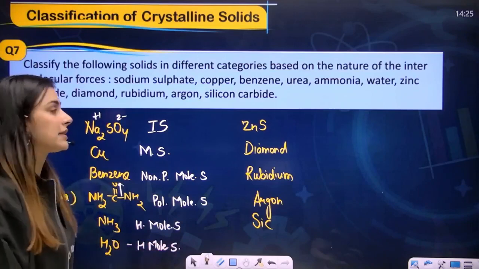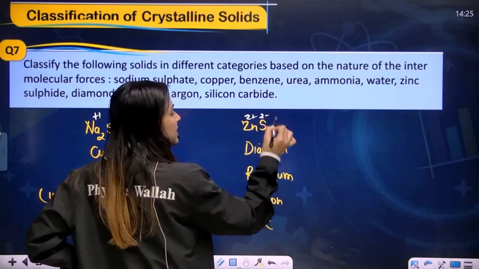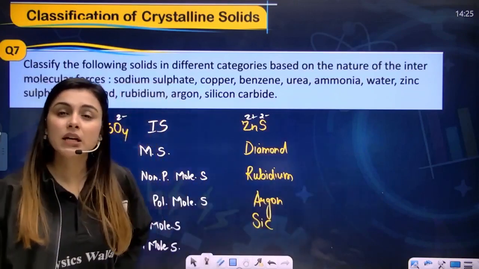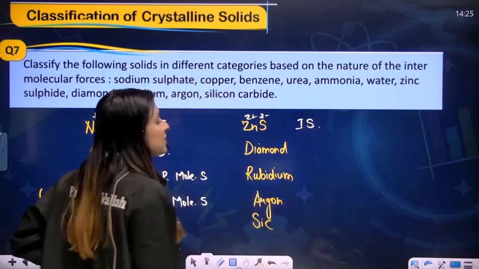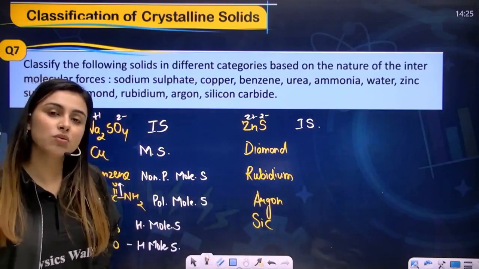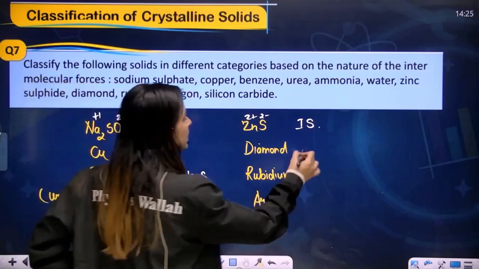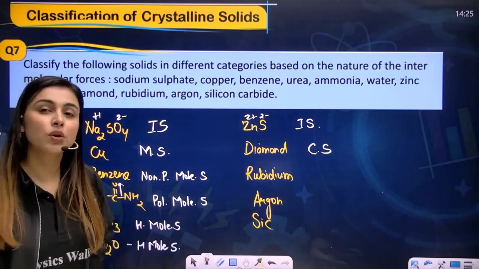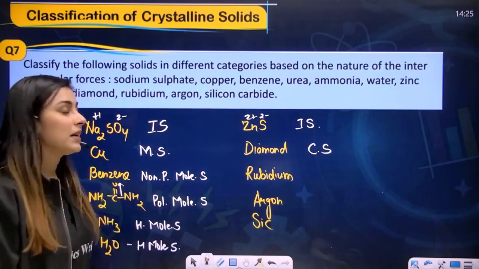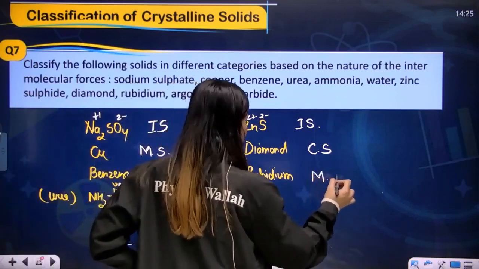Let's talk about the others. You have zinc sulfide. You have Zn2+ and you have S2-. So it is an ionic solid. Let's talk about diamond. What is diamond, my dear students? Ma'am, diamond is a covalent solid. Yes, so it is a covalent solid. Let's talk about rubidium, my dear students. What is rubidium? Rubidium is a metal. So it is a metallic solid.